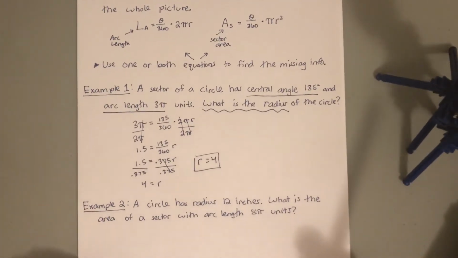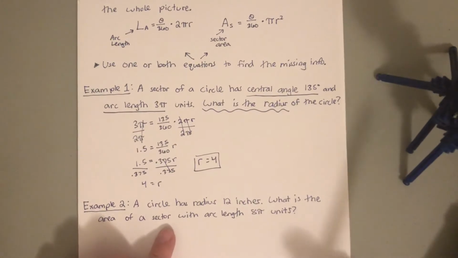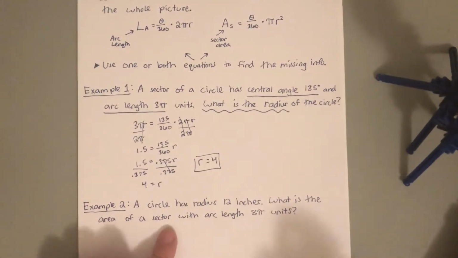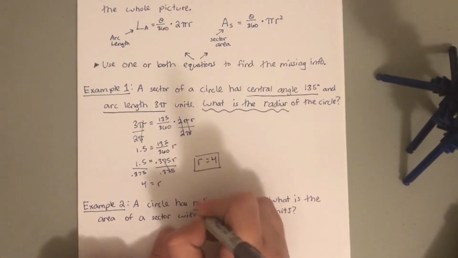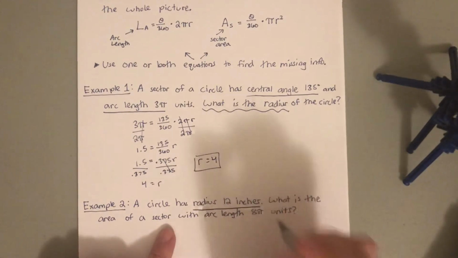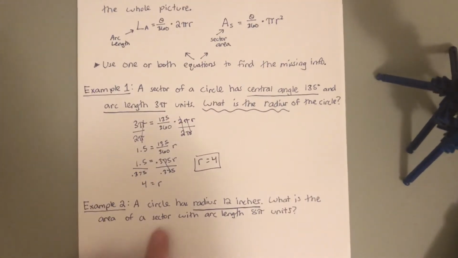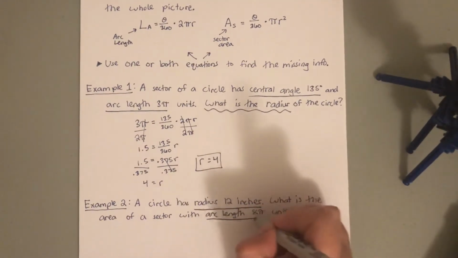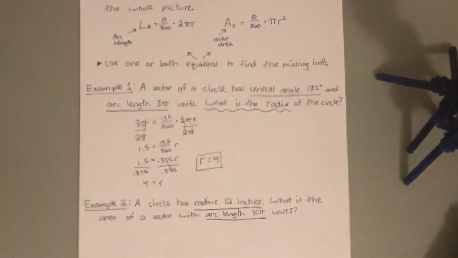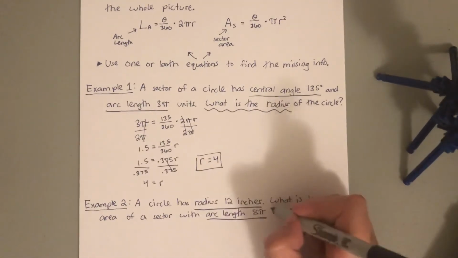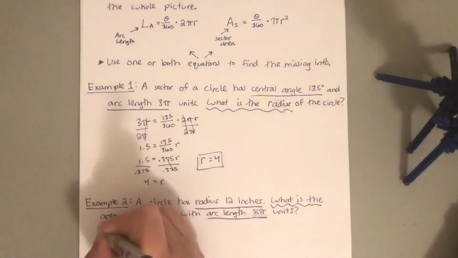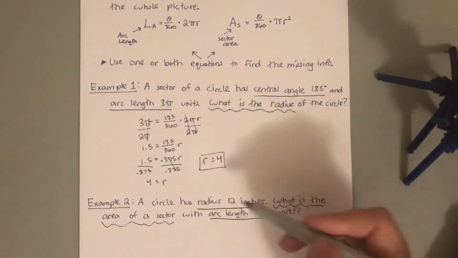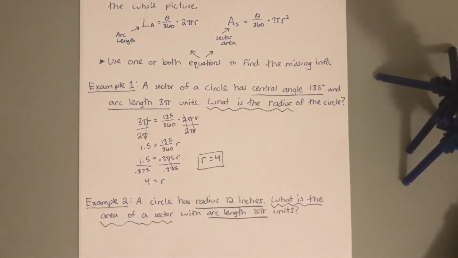So looking at this one, it says a circle has radius 12 inches. So that is a piece of information that we have. So let's use that. What is the area of a sector with arc length 8 pi units? So we want to know what is the area of a sector. That's our missing information. These are the two pieces of information that we have.